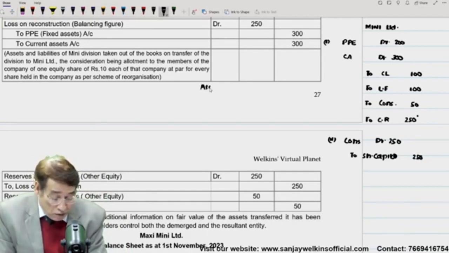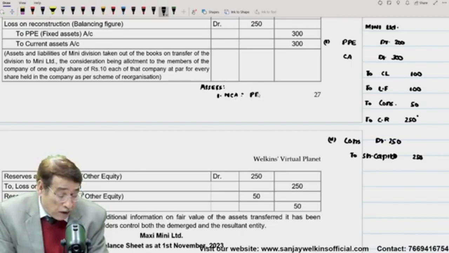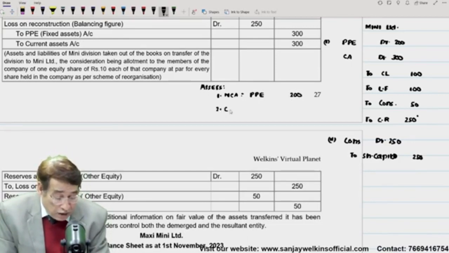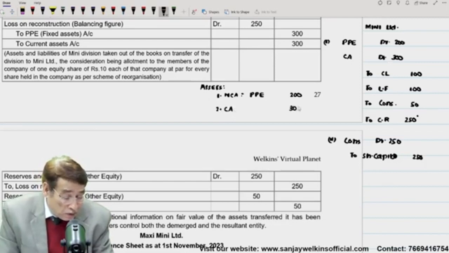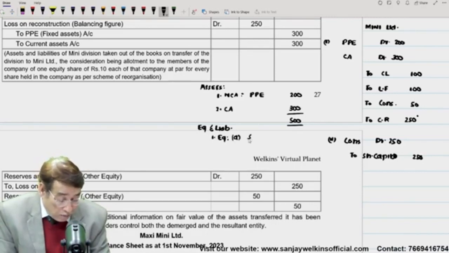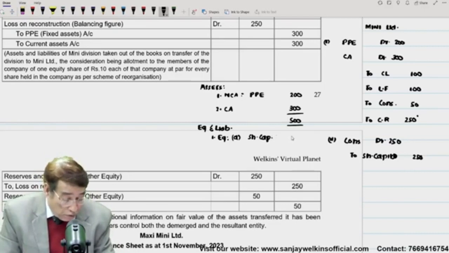Asset side. As far as assets are concerned, first I am going to write non-current assets. Under the non-current assets, I am going to write property, plant and equipment, which is equal to 200. Second, I will write current assets. Current assets are 300, so the total will be equal to 500. Then we will write equity and liabilities. Under the equity, we will write share capital. Now, what will be the share capital? Because this is a new entity and this entity has issued share capital of 250, I am going to write here 250.